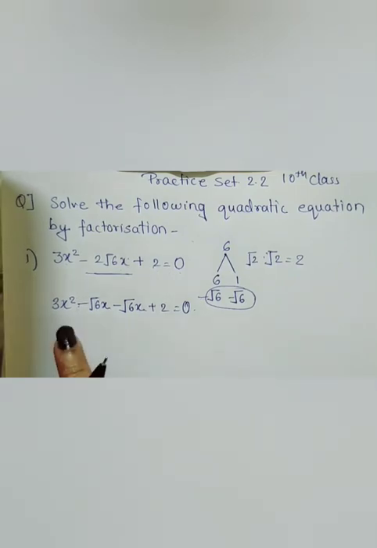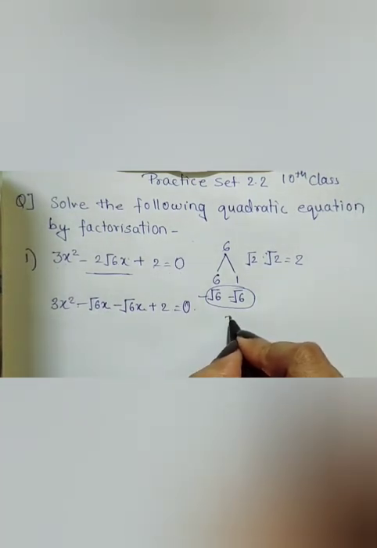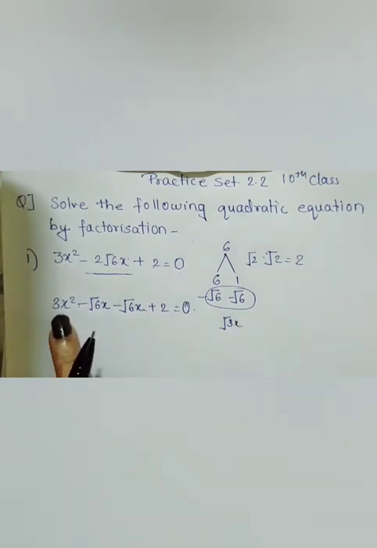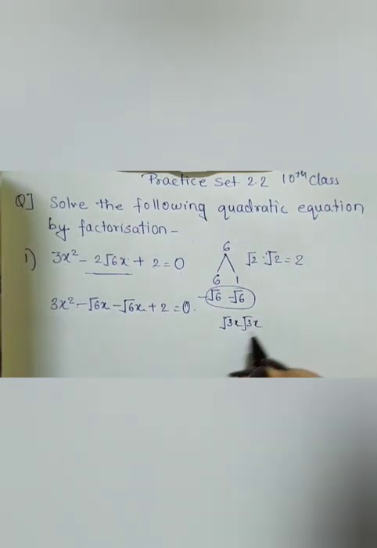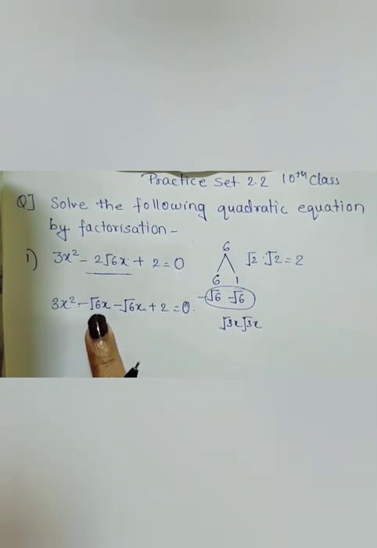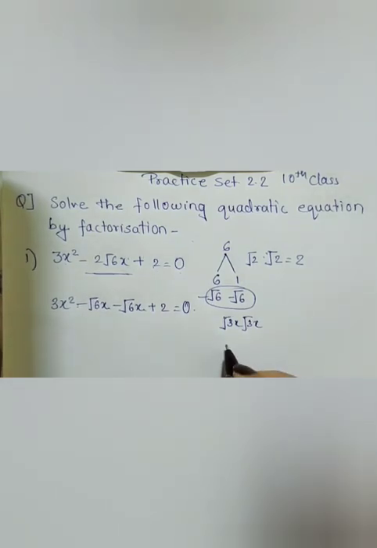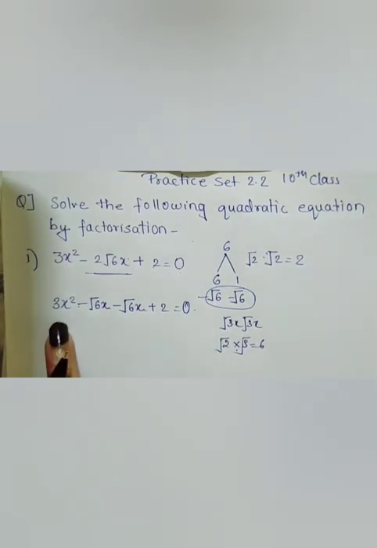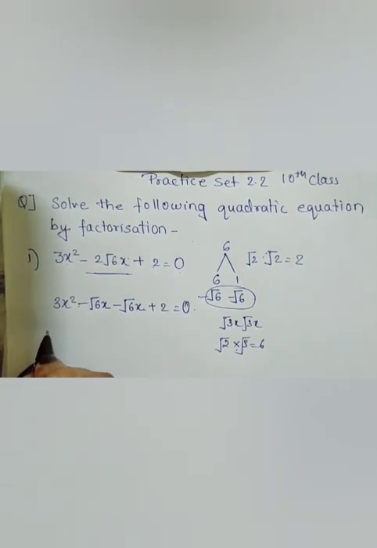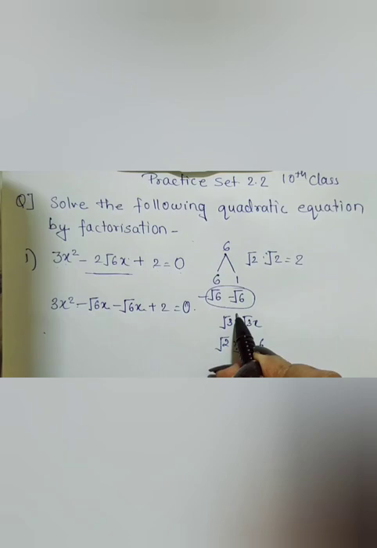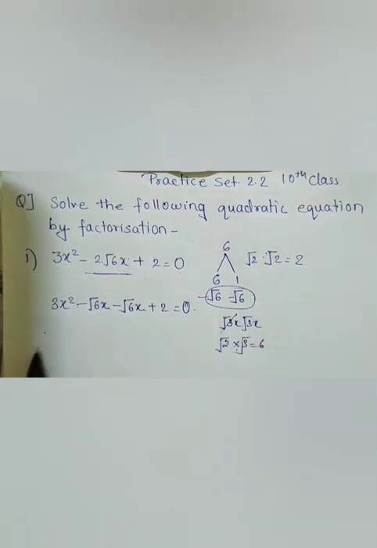Got it? Now the next step is, as you can see, we are having 3x square. Even for 3 we can write root 3 into root 3x, and 6. 3 2s are what? 3 2s are 6. We can write this in root form. So first we are going to write here. See, we are having common, that is 3, root 3. So we'll take root 3 here.